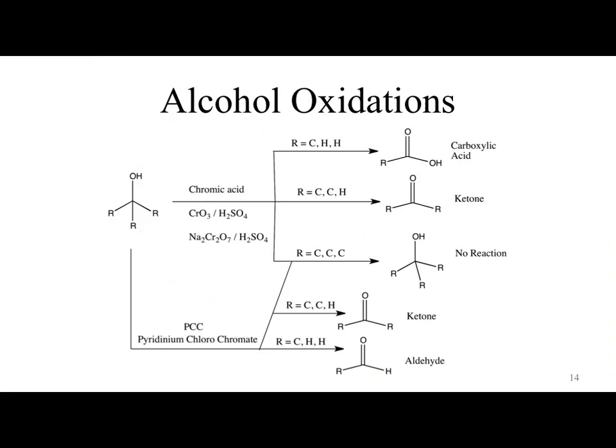When we go through in our R groups, 2 of them are carbons and 1 is hydrogen, we have what kind of an alcohol? A secondary alcohol. When we react with chromic acid, it gives us the ketone. If they're all carbons, we have a tertiary alcohol, which generates no reaction. So no change in our structure.